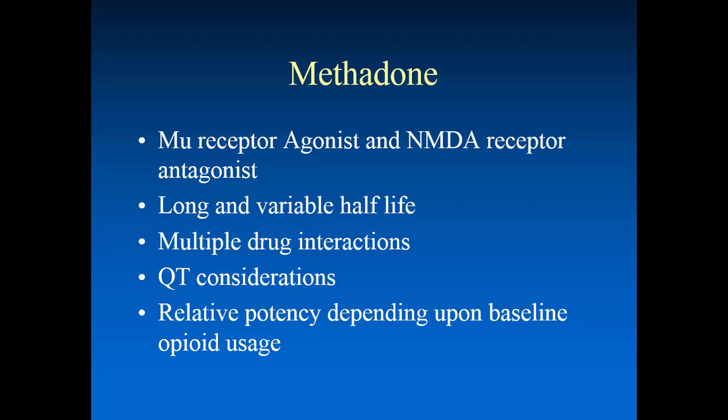The important thing to remember is that methadone has a relative potency depending upon baseline opioid usage. So if a person is on a high dose of morphine, for example 1500 milligrams a day, the relative potency of methadone may be 20 to 1, as compared to if they're on 60 milligrams a day, the potency may be only 3 to 1. So oftentimes one must be very careful in converting from another opioid to methadone and take into account the sliding scale potency of this drug.